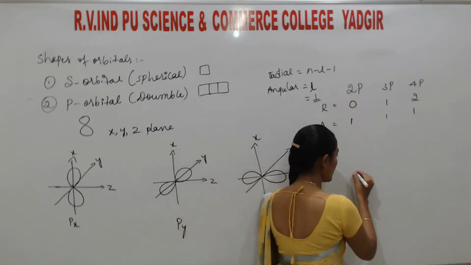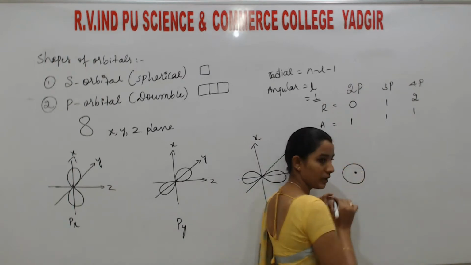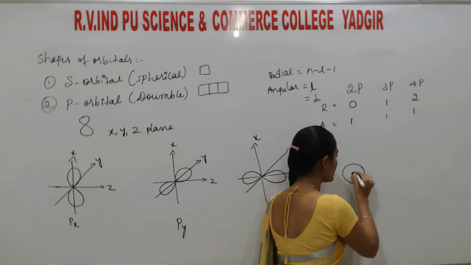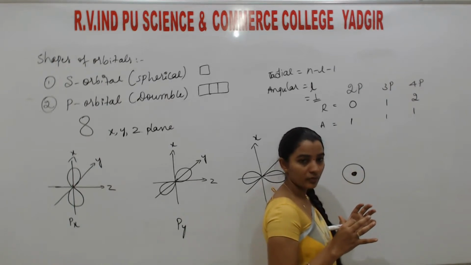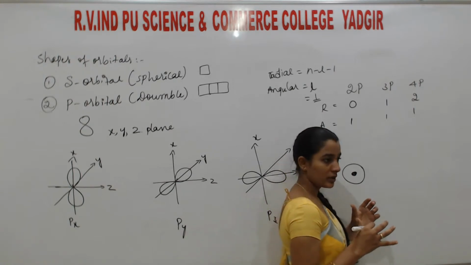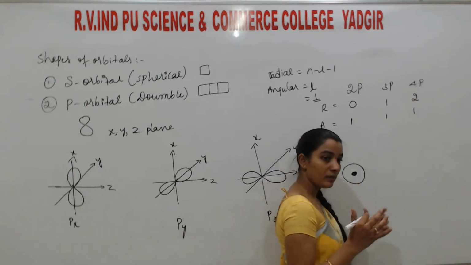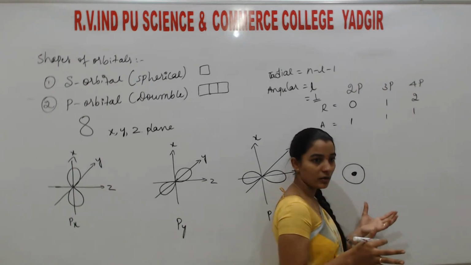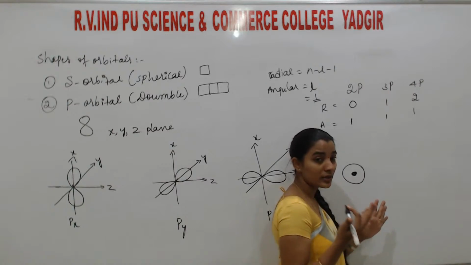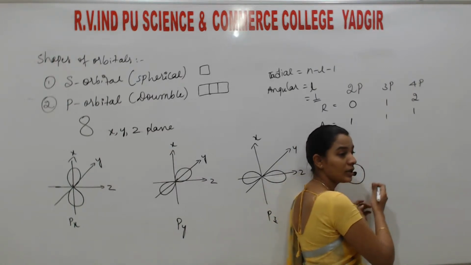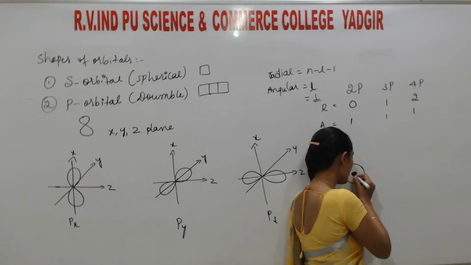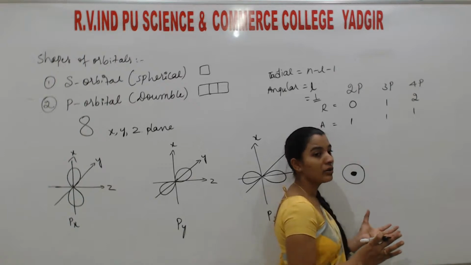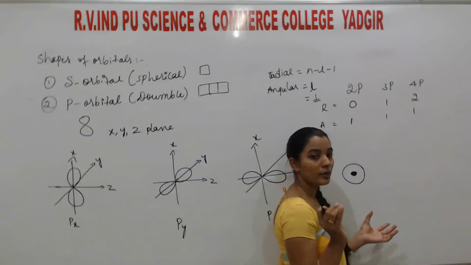So why is the radial node not present here? Initially I told you this is the 1s orbital. Between the 1s orbital and the nucleus there is no angular node, and at the same time there is no radial node either for the 1s orbital. What is the reason? There is no extra shell. Here is the nucleus, this is where the electrons are present. There is no particular region where the electron cannot be present.